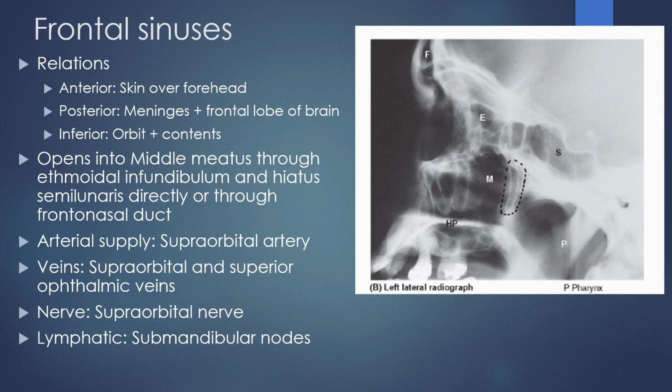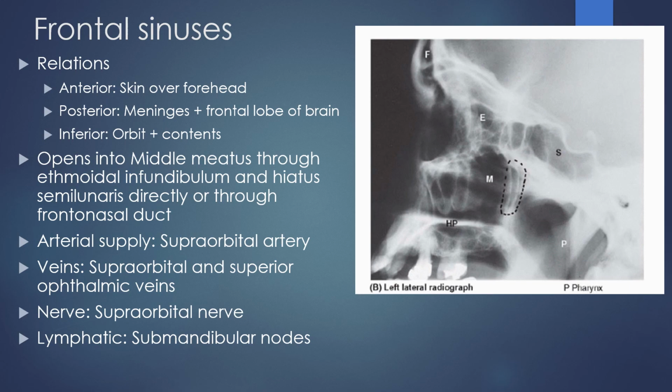The relations: anteriorly related to the skin over the forehead, posteriorly because it is just behind the frontal bone, there is the anterior cranial fossa which lodges the frontal lobe of the brain with its meninges. Inferiorly, it is related to the roof of the orbit and the contents of the orbit. The frontal sinus opens into the middle meatus through the ethmoidal infundibulum and into the hiatus semilunaris. It may open directly or through a frontonasal duct.